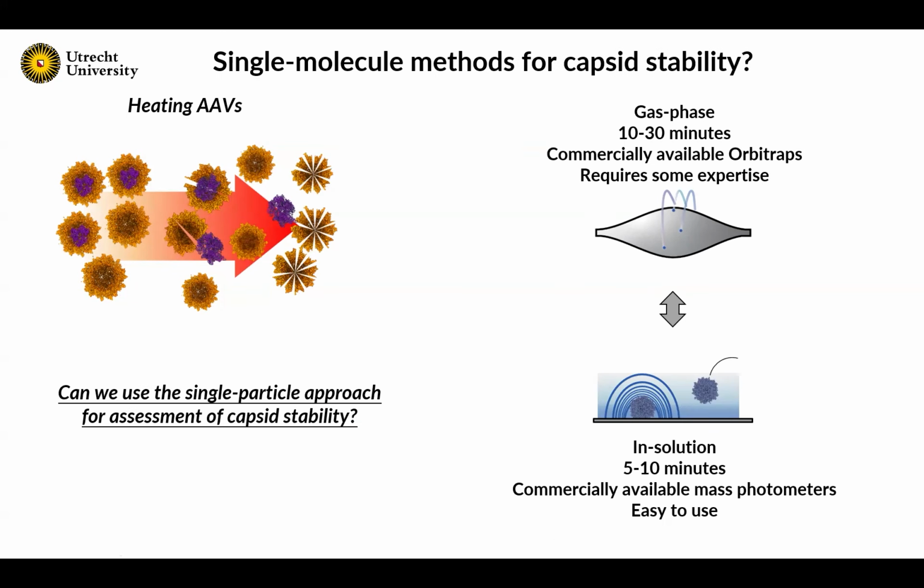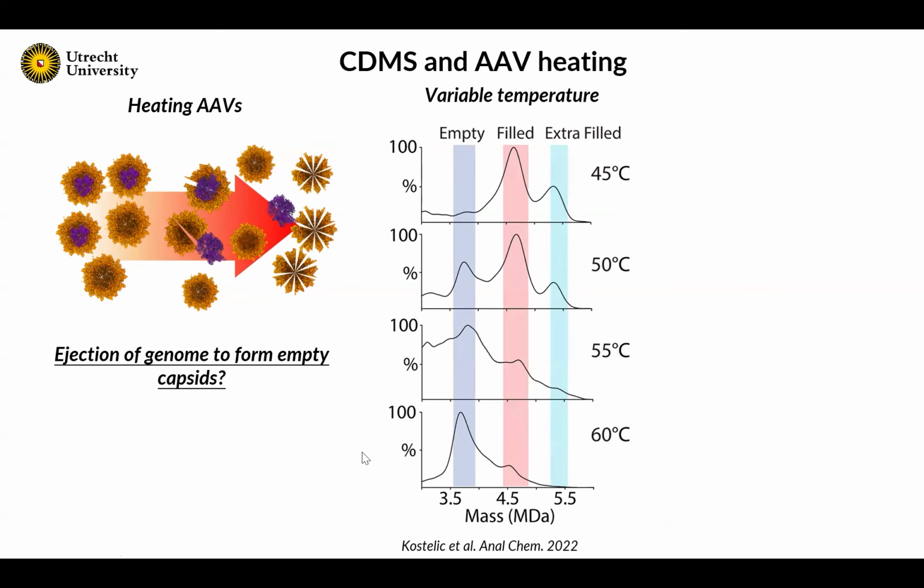So how about the single molecule techniques that we can use in our lab? Can we also apply them in this context of AAVs that have been heated and see what happens to the capsids? Well, let's first start with charge detection mass spectrometry, CDMS. Other groups have already been quite active on this, using mass spectrometry and also Orbitrap-based CDMS in order to characterize the AAVs that have been warmed up.